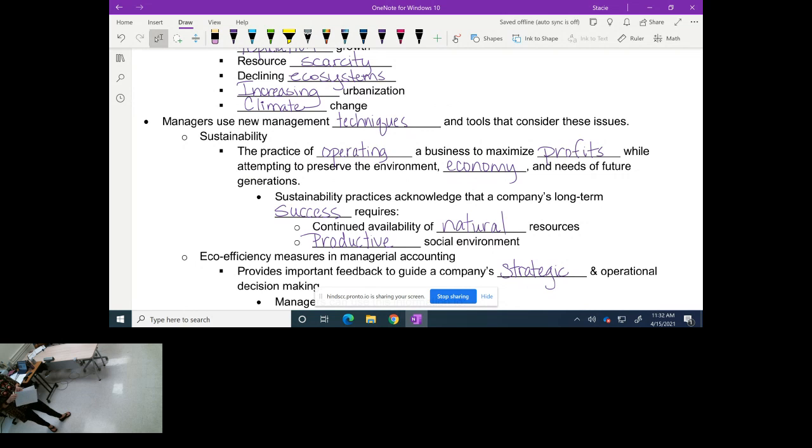So managers use new management techniques and tools that consider these issues like sustainability. So operating a business to maximize profits while they attempt to be conscious of the environment, the economy, and needs of future generations. There are companies that do this. Like I know Google's one of them. Amazon's talking about, if they haven't already, going completely to electric delivery trucks, so I'm interested to see how that works out because from what I know about electric vehicles, they don't stay charged very long. But plus the ion batteries. Yeah, so not using gas, I don't know. It all has a trade-off.